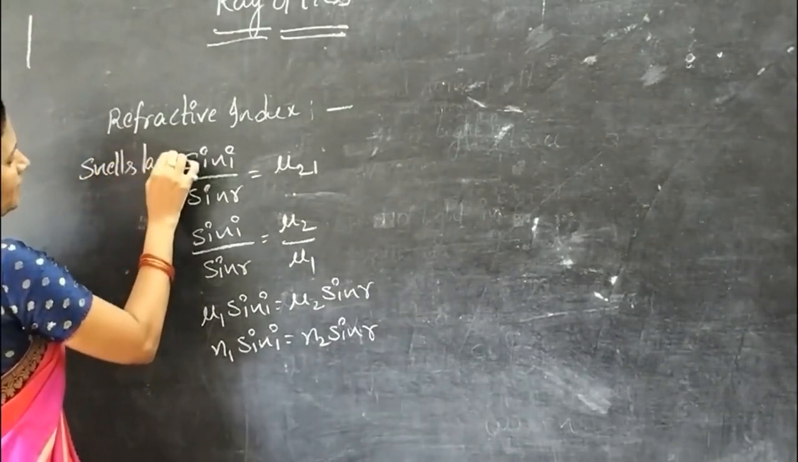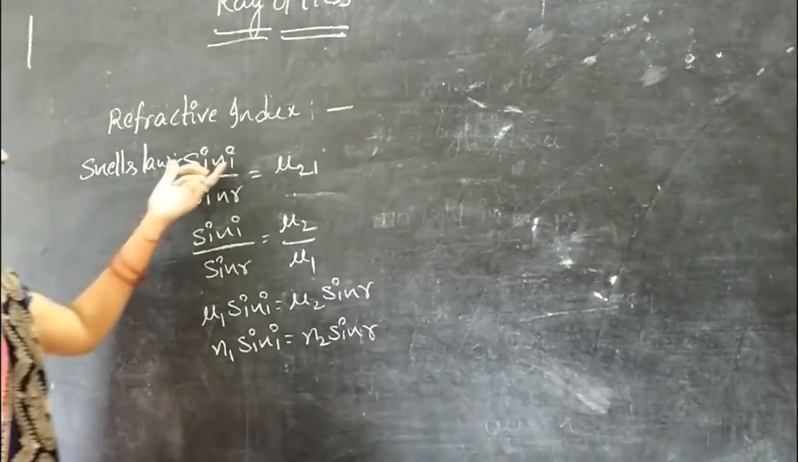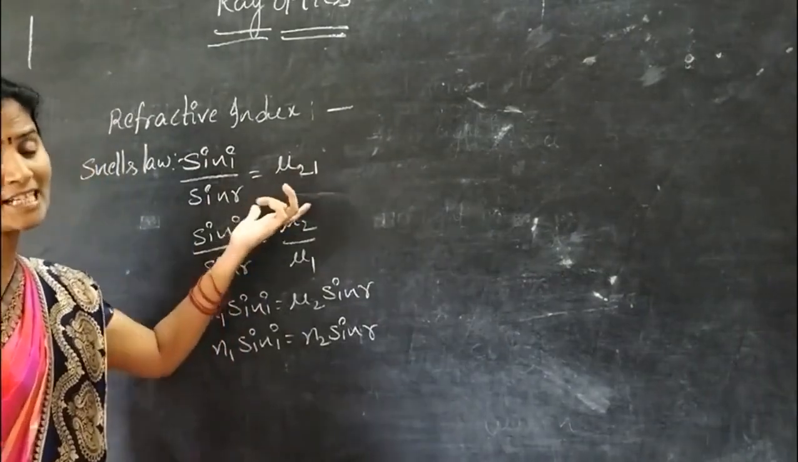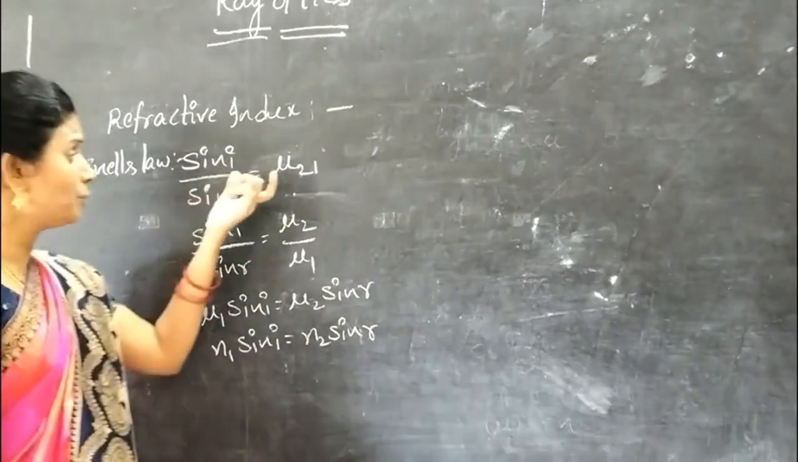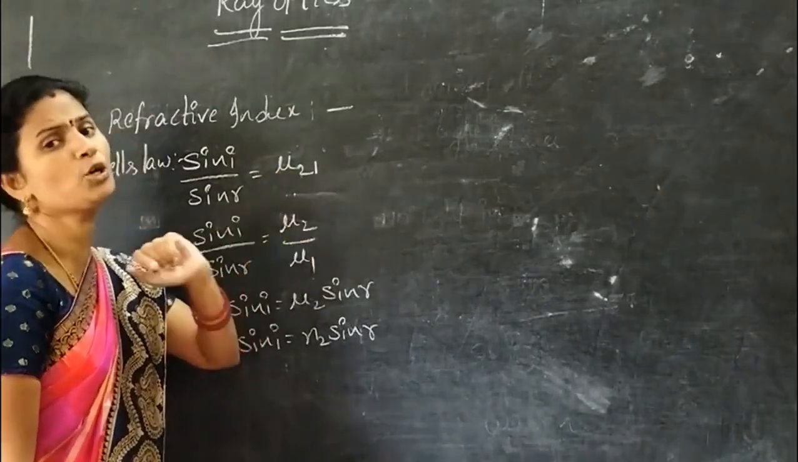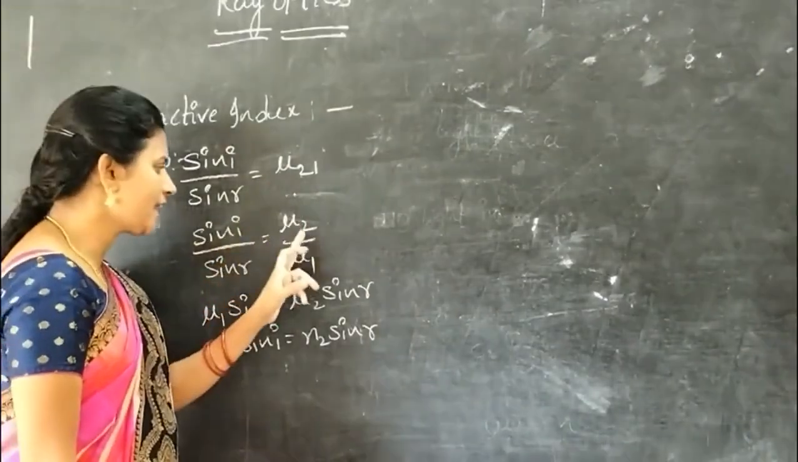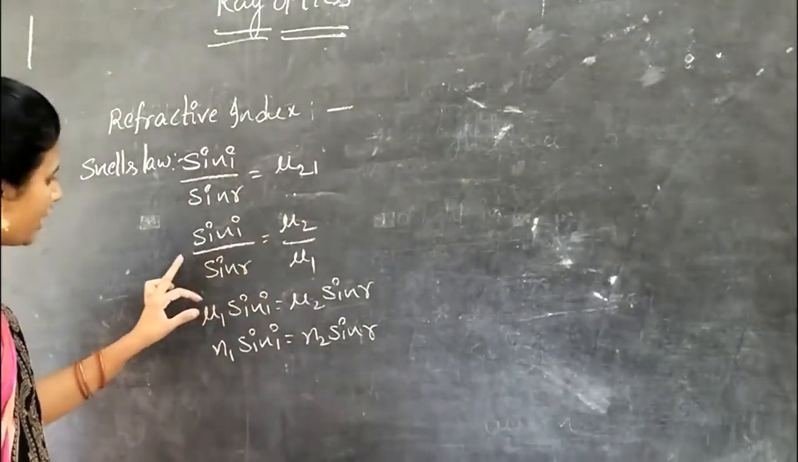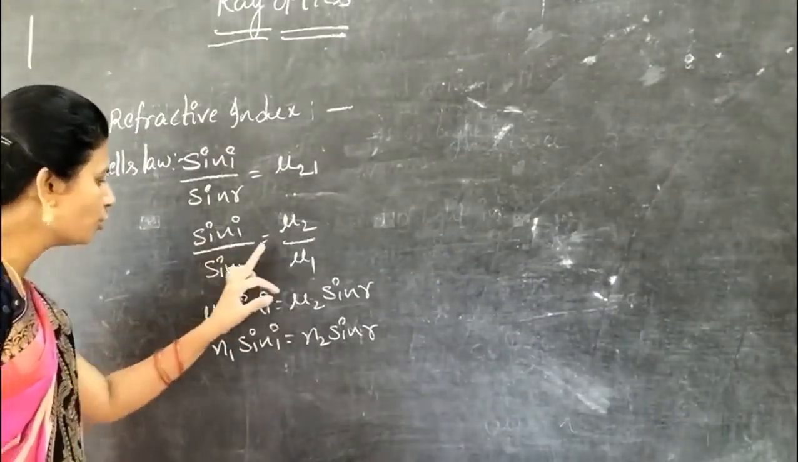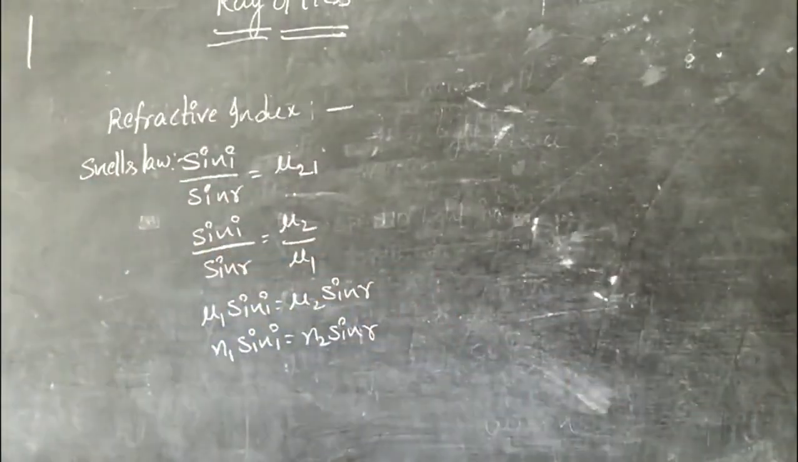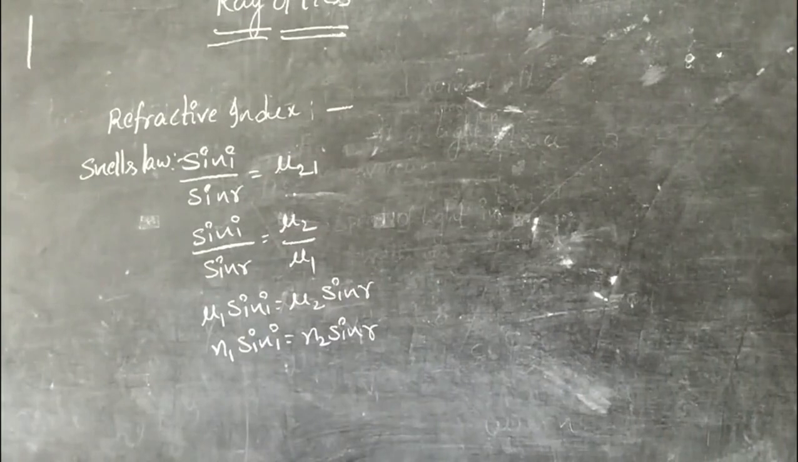So what does Snell's law mean? The ratio of the sine of the angle of incidence to the sine of the angle of refraction is constant, and that constant is the refractive index. Here mu21 represents the refractive index of the second medium with respect to the first medium, which can be written as mu2 by mu1. From cross multiplication, mu1 sin i is equal to mu2 sin r. In some textbooks, refractive index is represented by the letters n1 and n2.